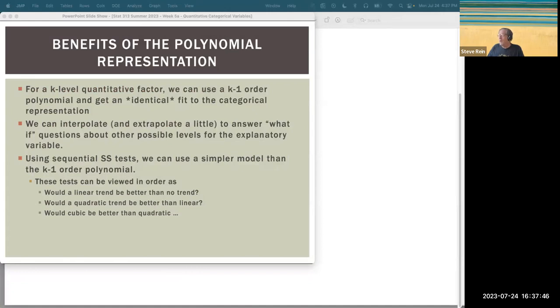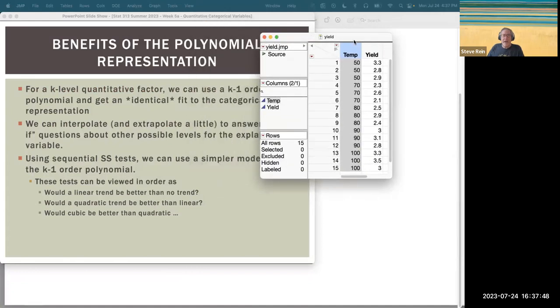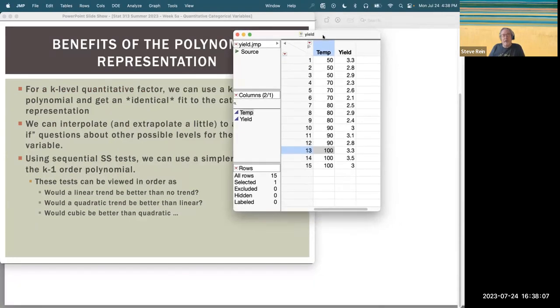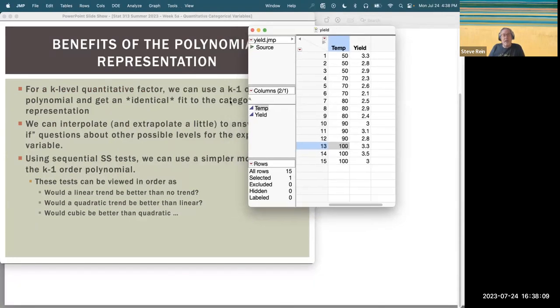Here's an entirely made up data set, but I didn't make it up, so I can't be blamed. I've got temperature levels of 50, 70, 80, 90, and 100. So that's 1, 2, 3, 4, 5 different levels. The claim is a polynomial of 4th order will fit these data perfectly. I'm going to try this 2 different ways. And I'm going to try temperature as categorical.